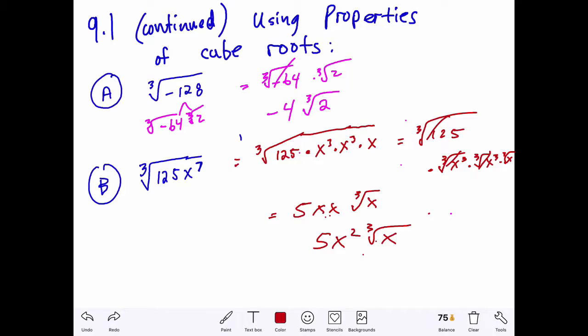Okay, so anything we can pull out of the radical, notice the cube root of x cubed is x. The cube root of x cubed is also x, so that's why I have x, and x times x is x squared. And then I've got 1 x by itself left under the radical that can't escape, okay? Okay, let's look at some more.